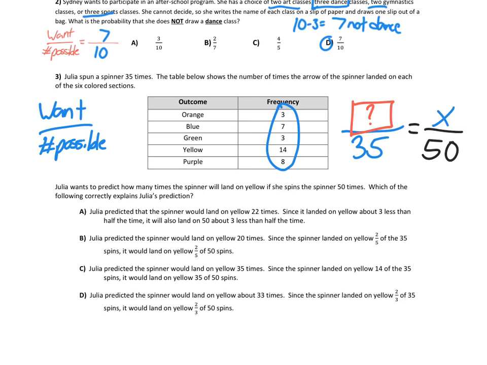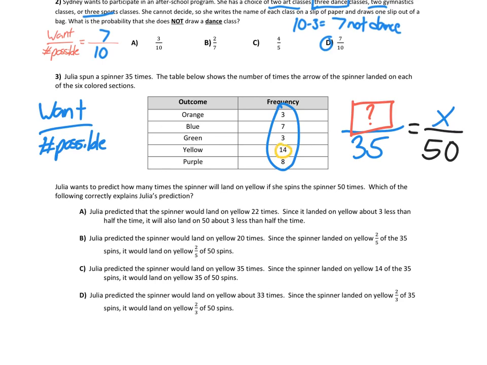Okay? So A says, Julia predicts the spinner would land on yellow 22 times. Since it landed on yellow about 3 less than half the time, it will also land on 50 about 3 less than half the time. Gonna be real honest, I didn't understand any of that second sentence. It would take me a little while to try to figure out what they're talking about, so here's what I'm gonna do. I wanna know if it's gonna land on yellow 22 times, so I'm gonna switch colors here.